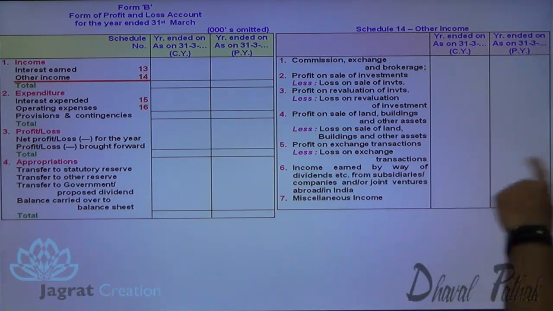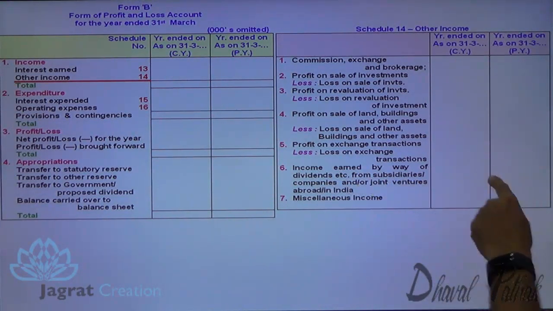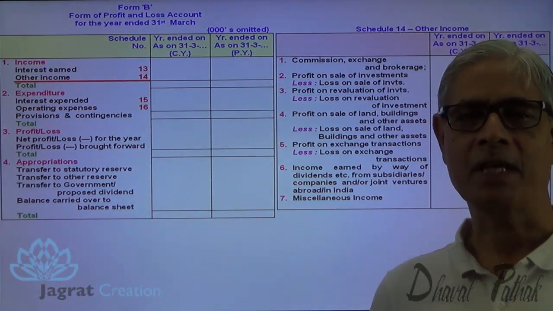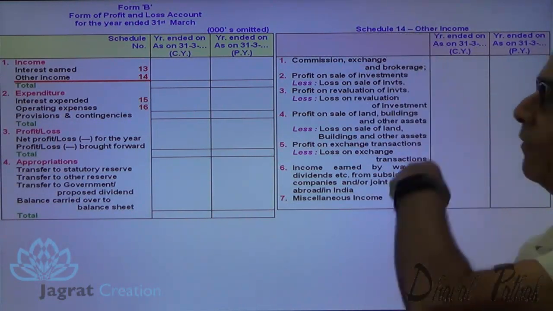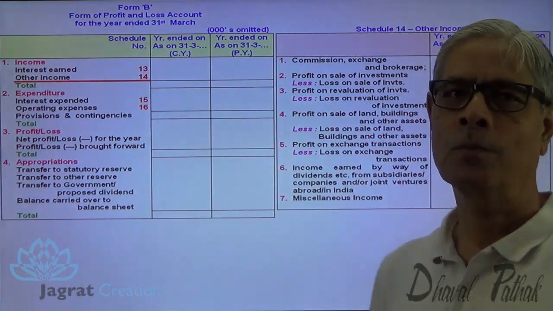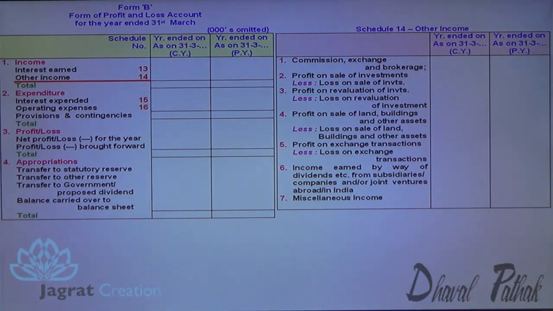Other income, income earned by way of dividends, etc. from subsidiary companies and other joint ventures abroad and in India, and miscellaneous income. So these are the list of items which are considered in other income, and the total thereof is reported as other income as per Schedule 14. Now let me explain these details in detail.